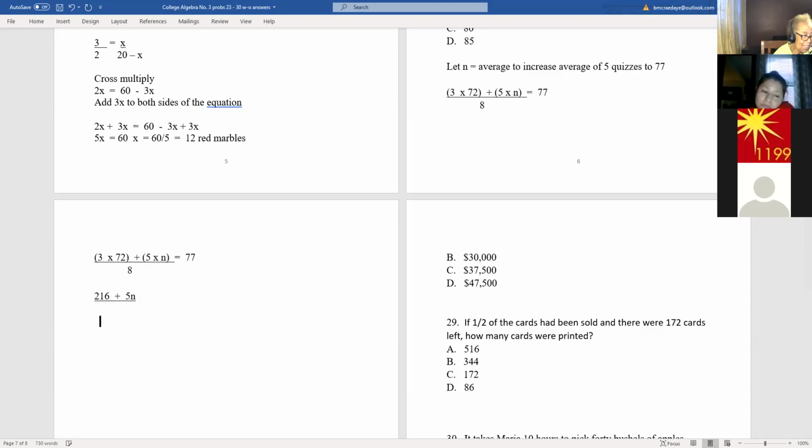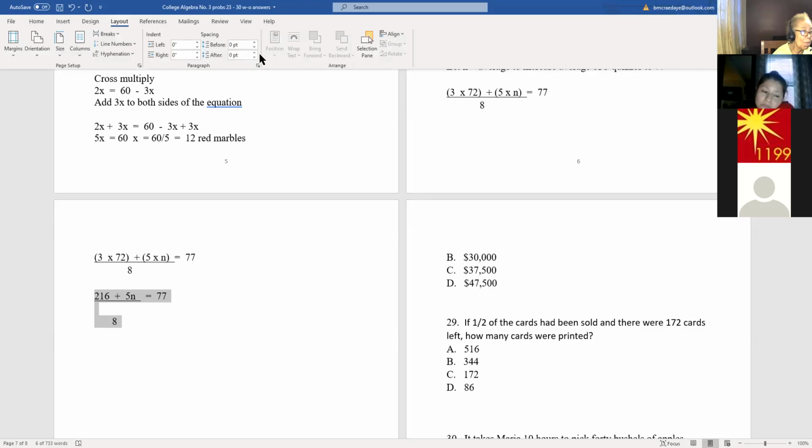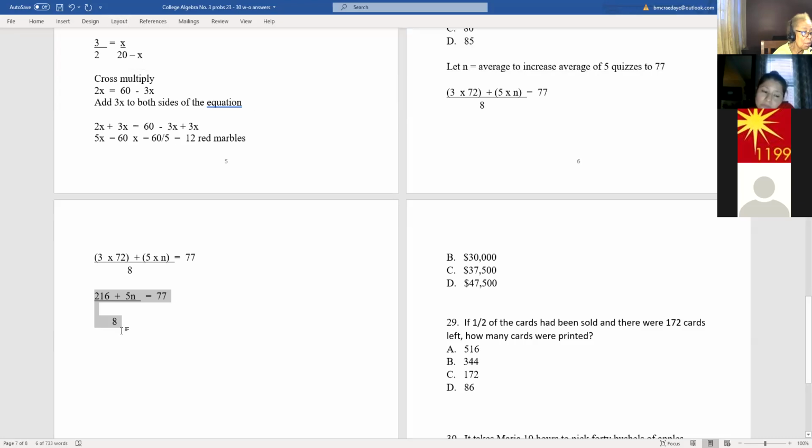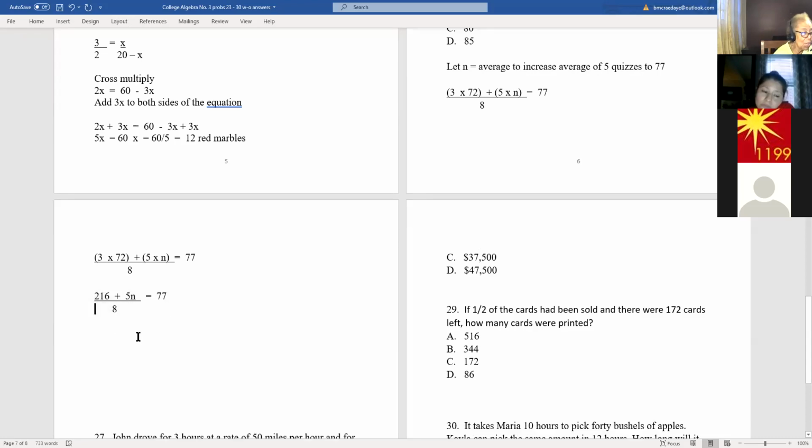Okay, all right. And this is going to be divided by 8. Let's take out the underline. And that's all equal to what? Equals 77. Okay, now what do we do next? What's the next step?